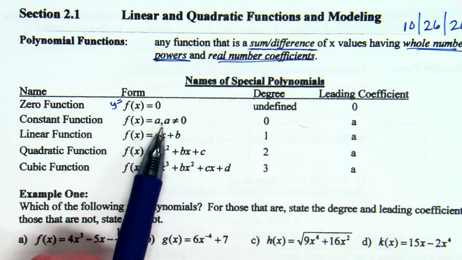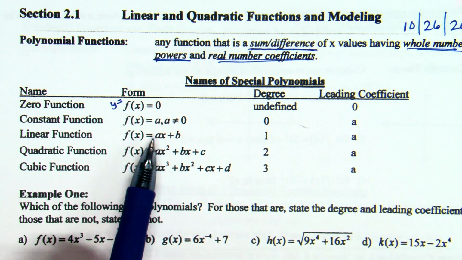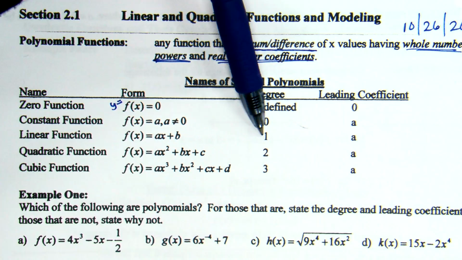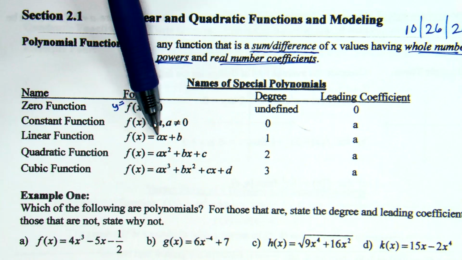Okay? Linear function. It says f of x equals ax plus b. We'll think y equals ax plus b. What is this essentially? Slope-intercept form, y equals mx plus b. Okay, this is a linear function though. What is the highest power? The highest power on the x is 1. What's the lead coefficient? The number in front of that x.